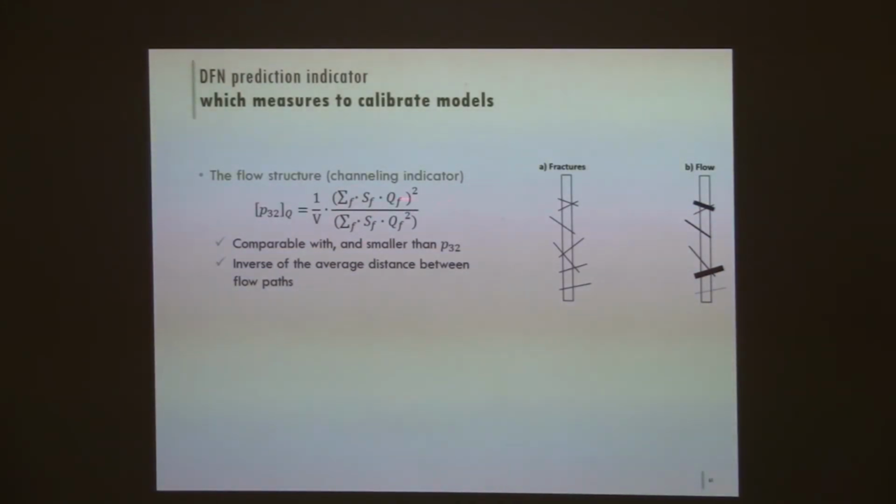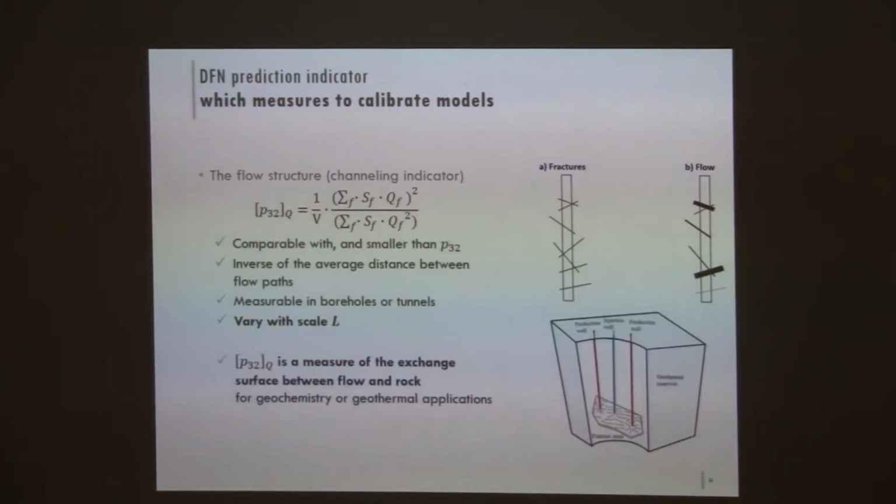And you see that if you double QF, you have exactly the same structure. So it indicates the flow structure, but it's not dependent on the flow intensity. So it's measurable, it varies with scale, and it's a measure of the exchange surface between flow and rock. So for some geochemistry or geothermal application, it's a useful index.